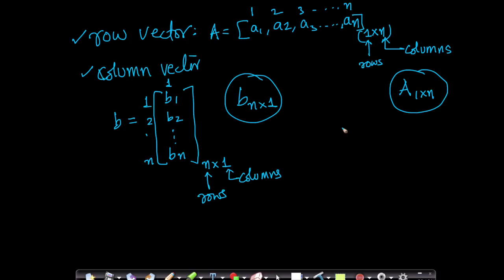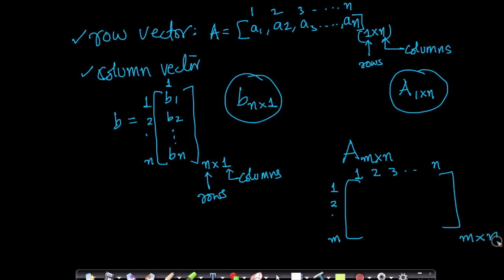Again, just extending this idea, matrices are typically represented as m cross n. So if I have a matrix here with m rows, 1, 2, and so on, so forth, m rows, and if I have n columns, 1, 2, 3, and so on, so forth, n columns, this is called a matrix of size m cross n. You can think of matrices as a double array, as basically an array of arrays, right? For those of you who are from computer science background.